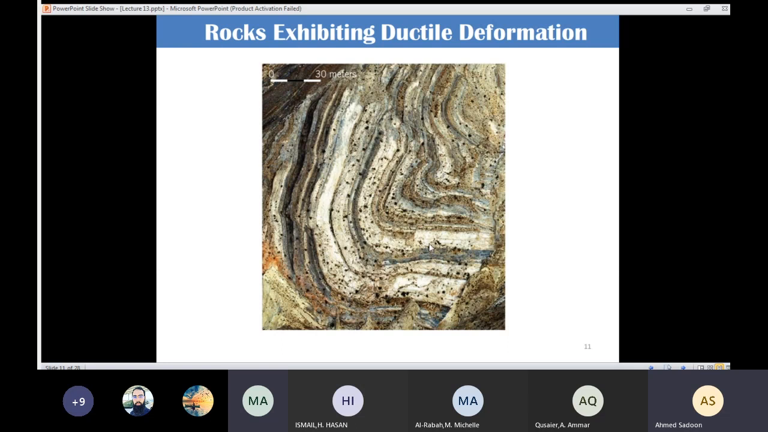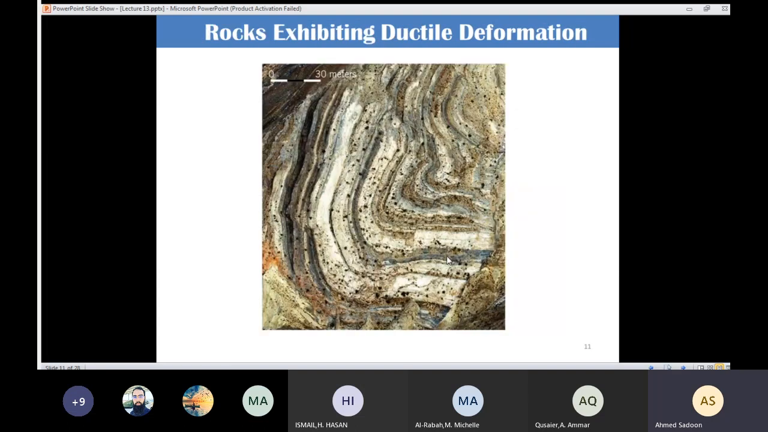If it's brittle, what do you think will happen? There will be break lines. Yes, I'm going to have fractures instead of having bending like this one, because the material doesn't have the capacity to bend. So it's good you understand the ductile deformation and the brittle deformation.